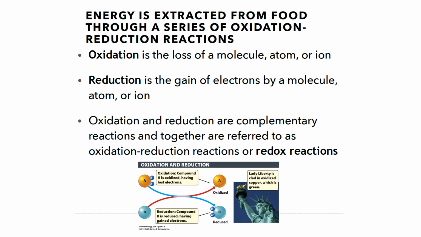Energy is extracted from food through oxidation-reduction reactions, also called redox reactions. Oxidation refers to the loss of electrons. Reduction refers to the gain of electrons. These reactions always occur together. When one molecule is oxidized, another is reduced. Redox reactions are central to cellular respiration because they allow energy stored in electrons to be transferred and captured.